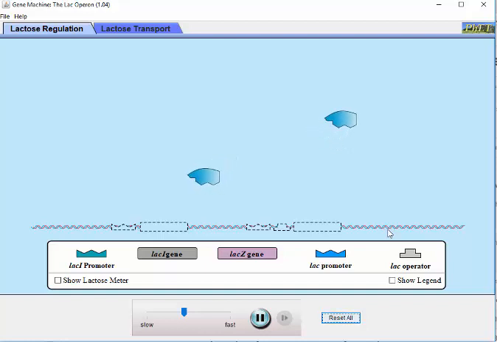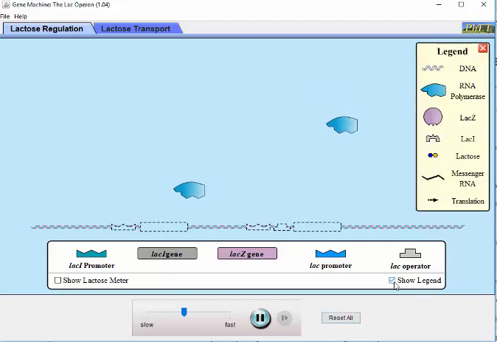And for the best possible learning, you should pause and respond to the prompts when I give you the heads up. All right, so here's the situation. We want to turn the legend on so we know what things are, so you can get a sense of what these things are. And then the first thing I need to do is drag both genes into place. So I'm going to put that one there and that one there.